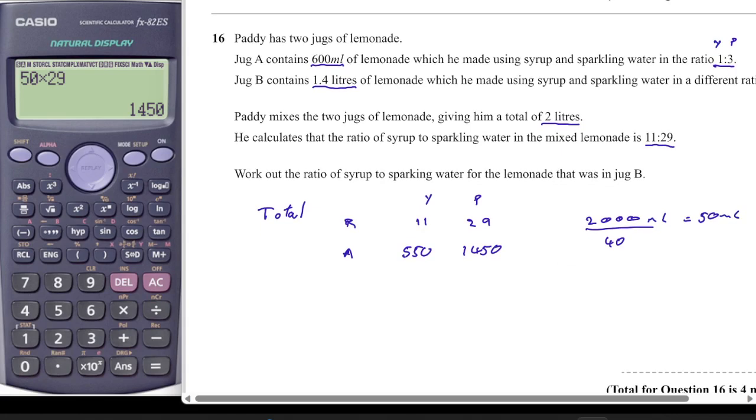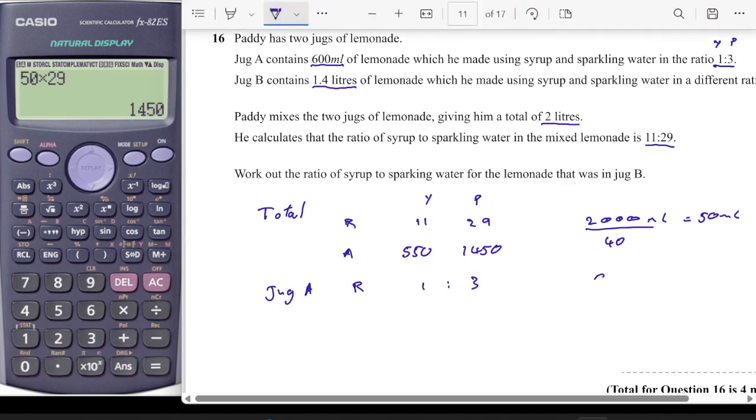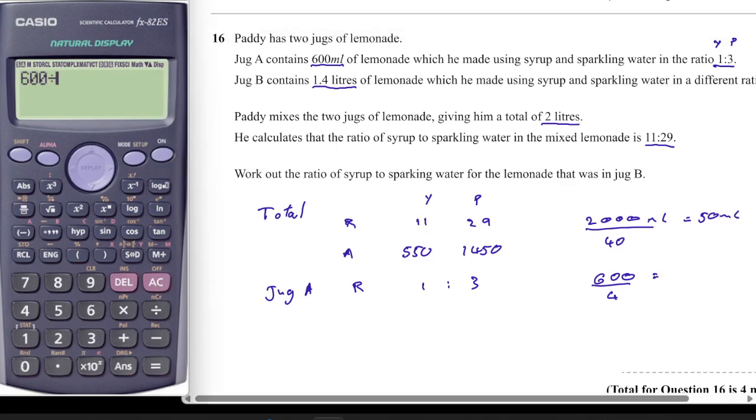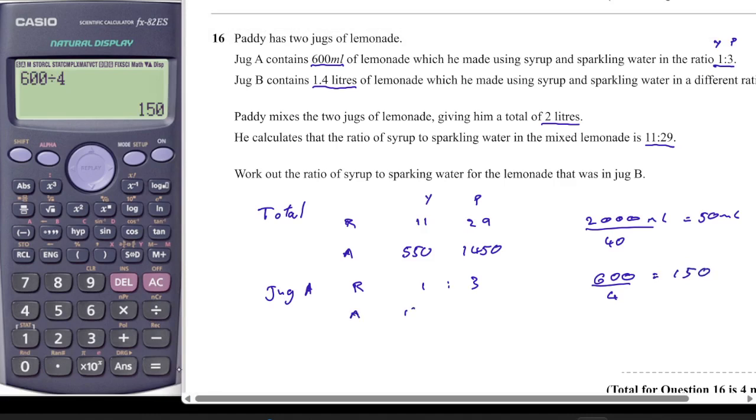I'm then going to work out jug A. So jug A, that was in the ratio of 1 to 3. And we had 600 millilitres to split there. So 600 divided by the number of parts, divided by 4. So each part for that is going to be worth 150. So the amount is going to be 150 and 450.